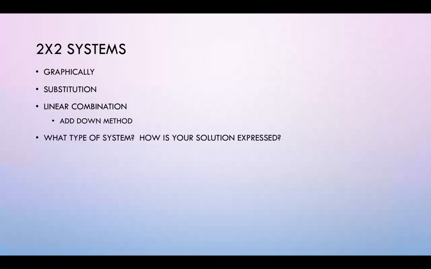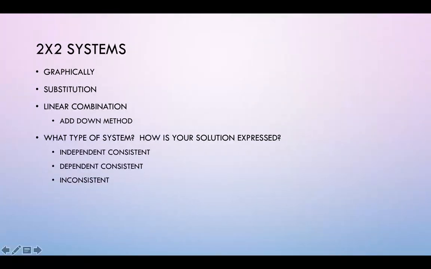So linear combination was the add down method or the elimination method. So what type of solution? Independent consistent, dependent consistent, or inconsistent? And recognizing that independent consistent should be expressed as a point. Dependent consistent should be expressed as a line. And inconsistent is the empty set, right? So this is 1, this is infinite, this is none, right? So knowing those pieces of it.